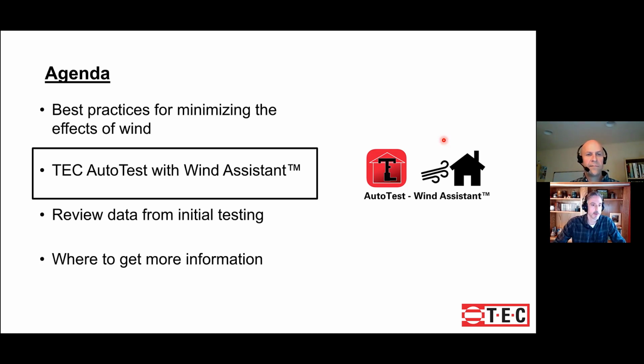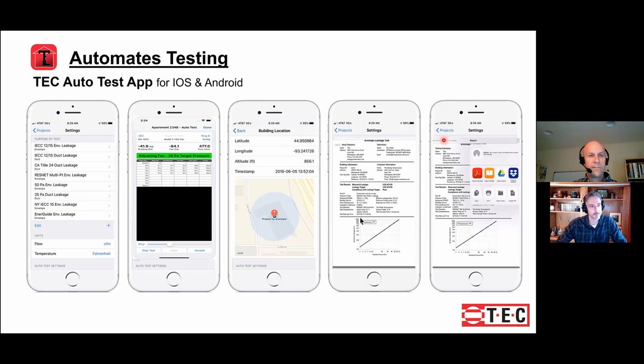Next column. I'm going to briefly explain it, and then, like I said, the meat of this webinar will be Colin taking you through the data. If you're not familiar with AutoTest, I think if you're on this webinar you probably are, but this is our iOS and Android-based app that helps you automate your testing and your data collection.